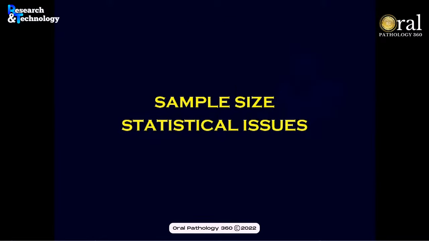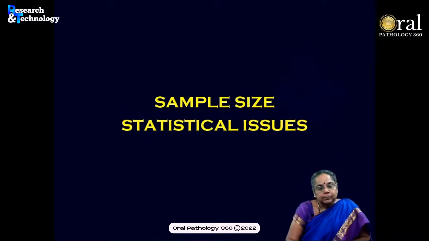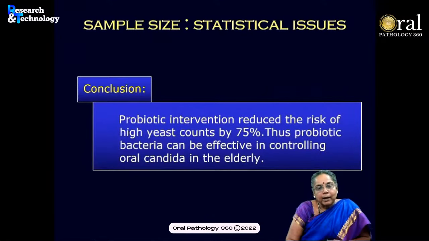Now, what are the statistical issues around that? Let us see. Remember my title, Probiotics Reduce the Prevalence of Oral Candida in the Elderly Patients, a randomized controlled trial. That study concluded that probiotic intervention reduced the risk of high yeast counts by 75%. Thus, probiotic bacteria can be effective in controlling oral candida in the elderly. Yes, this is a study published in JDR, a very prestigious journal, and we are going to accept this.